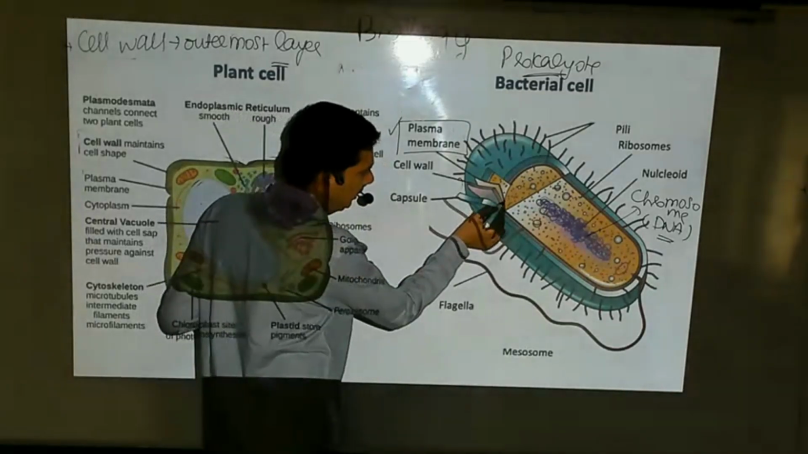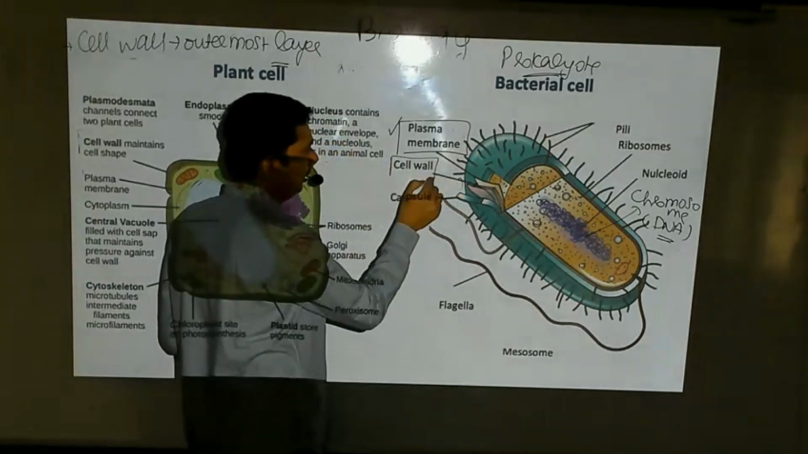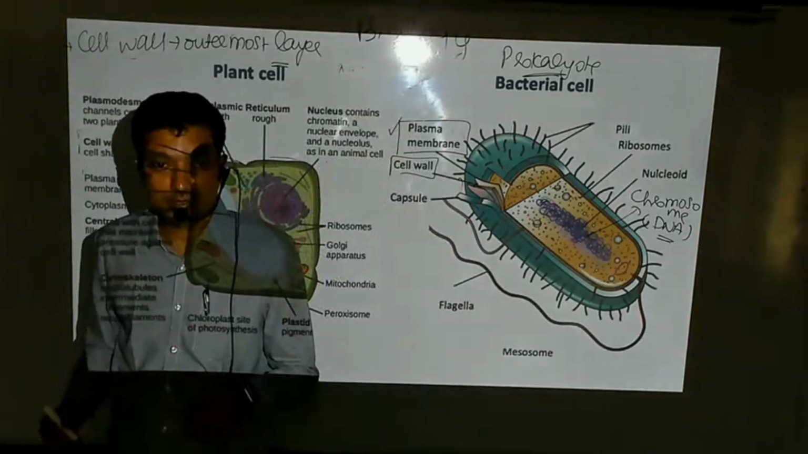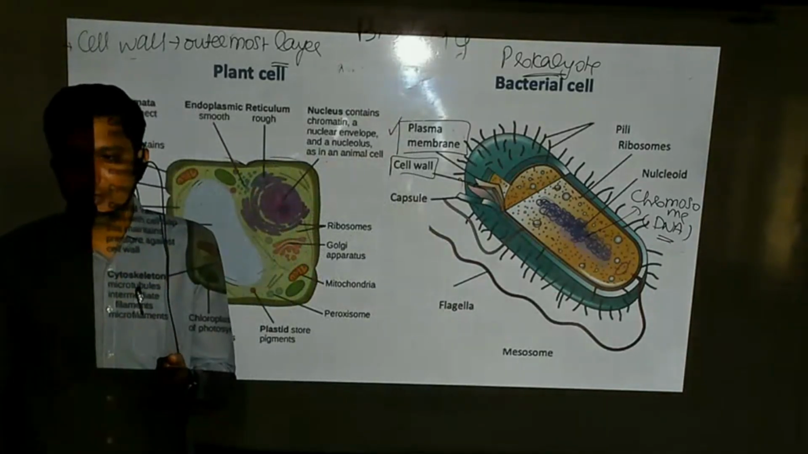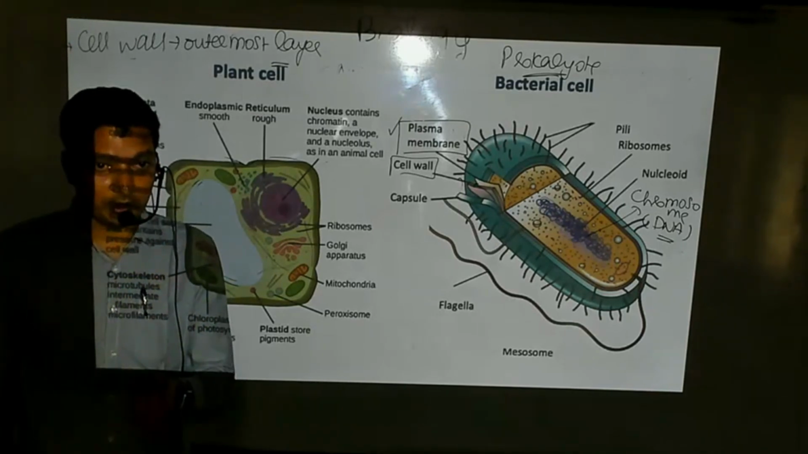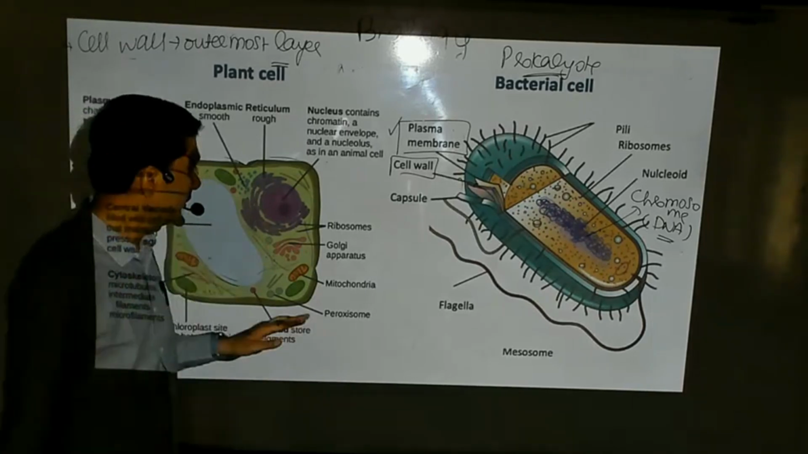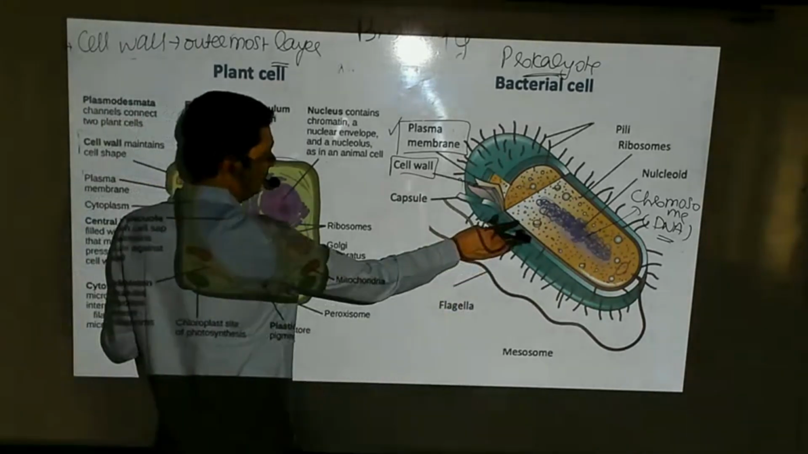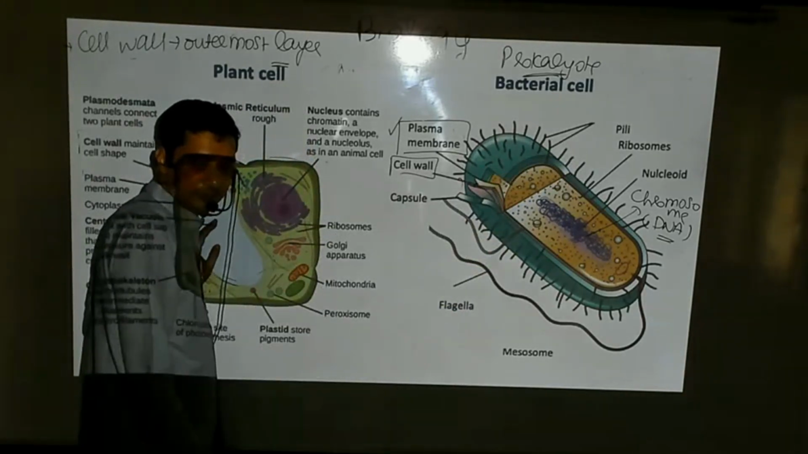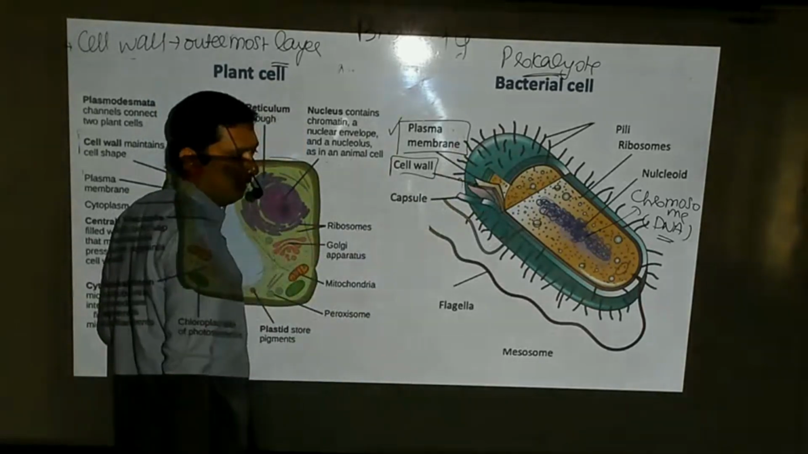Bacteria, in addition to this, also carry a second layer, which is called the cell wall, which is common to plant as well as bacterial cells. What about animal cells? Do animal cells also carry a cell wall? No, they don't. The outermost layer in animal cells is the plasma membrane, the cell membrane, with no cell wall. A cell wall is seen in plants, in bacteria, and in fungi, but not in animal cells.